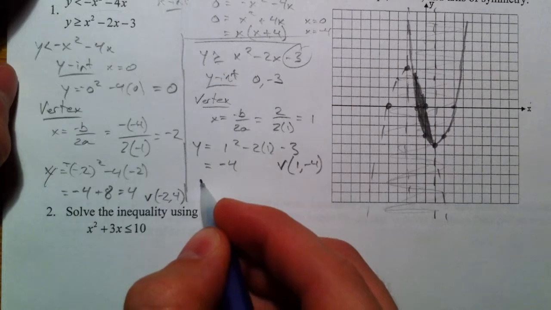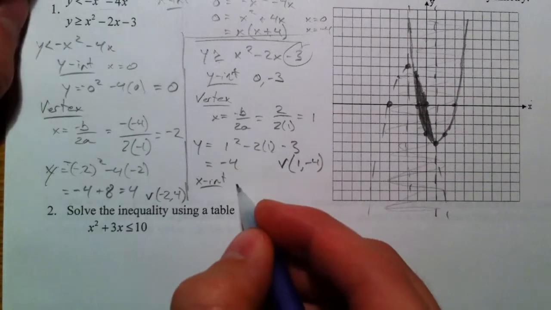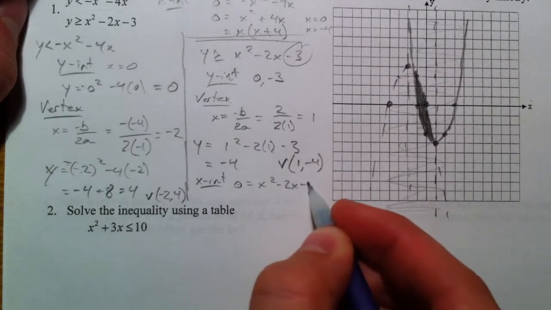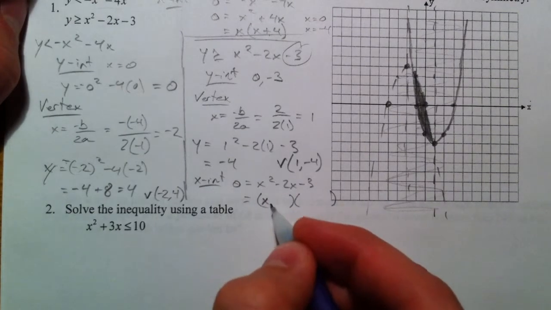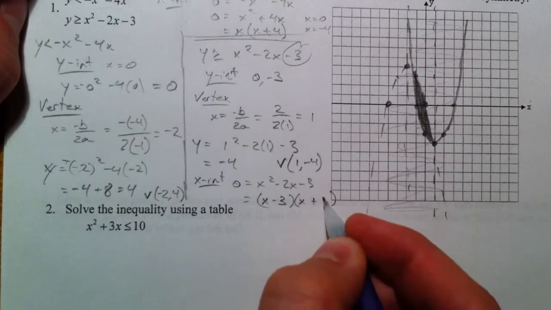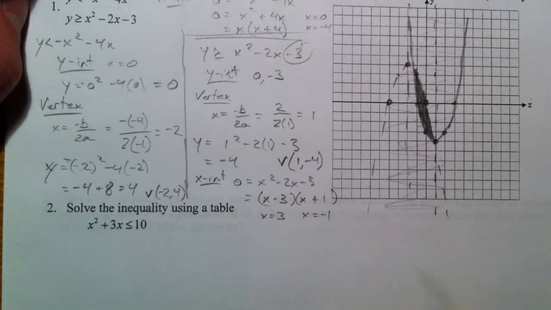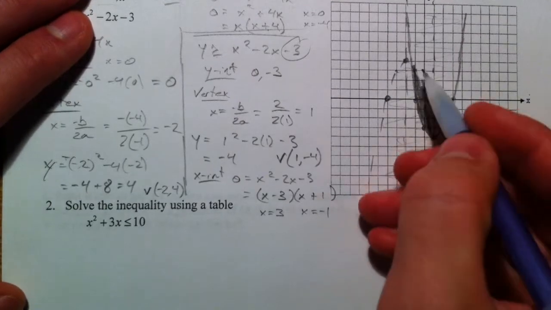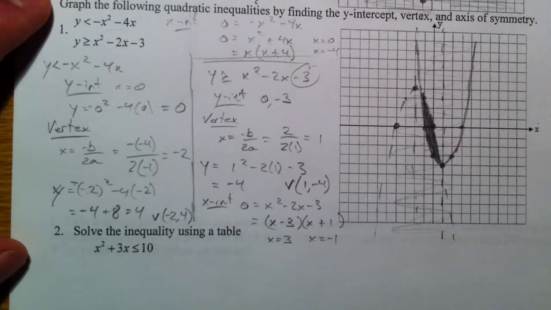Sorry, the x-intercepts, just for fun, are 0 equals x squared minus 2x minus 3. So what multiplies to negative 3 and adds to negative 2? So x minus 3, x plus 1. So 3 and negative 1. Alright. So this is where our overlap happens, and that is the solution to our system.